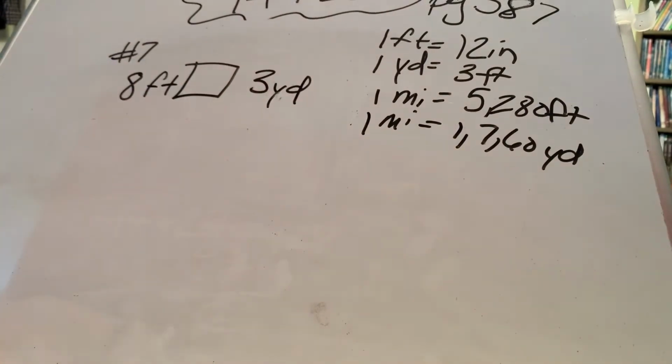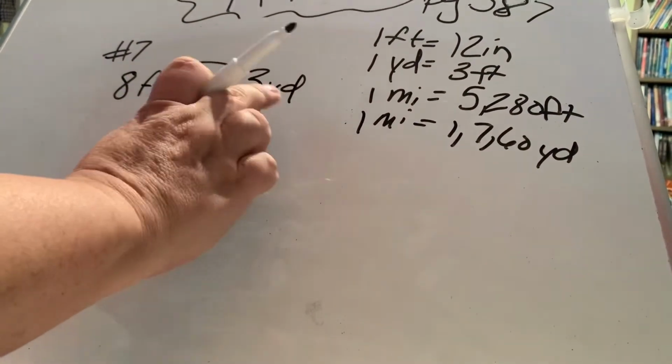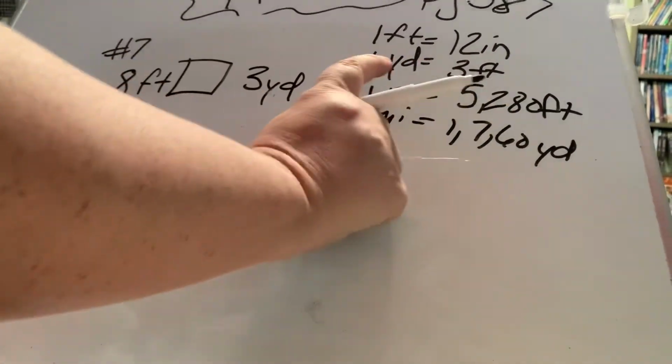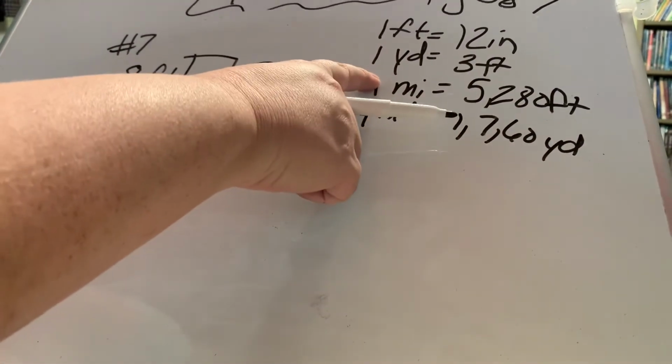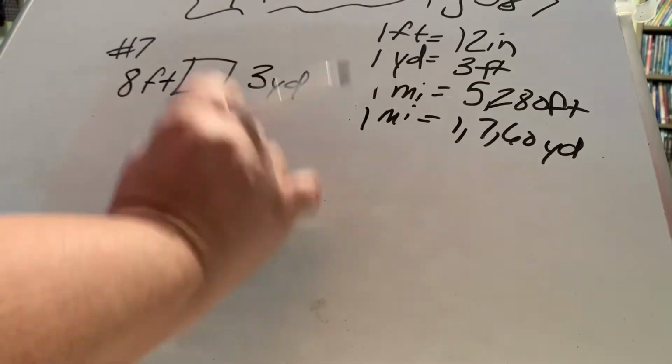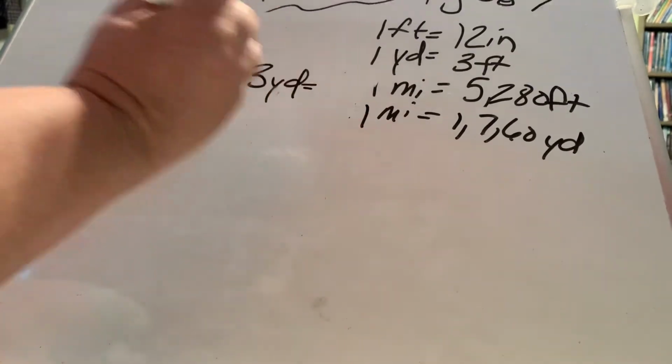I'm going to show it to you both ways. I'm going to change yards first. How many feet are in a yard? There are 3 feet for every yard. So what are we going to have to do if we're going from yards to feet? We have to multiply. So 3 yards is the same as what?